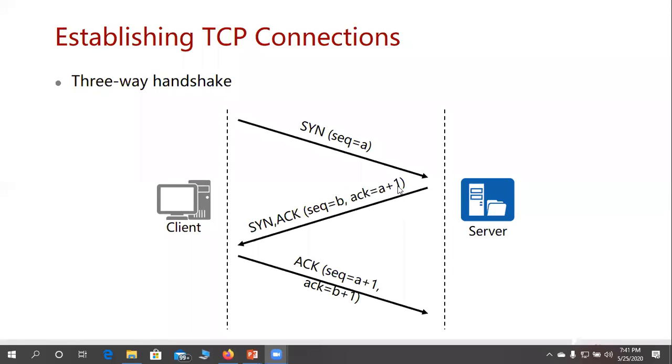You have to master this as well. And then the client is going to send an acknowledgement. This time around, the sequence will be A plus 1, and then the acknowledgement will be B plus 1. And then afterwards, these two will start exchanging information. That is what we call a three-way handshake. That's why we say TCP is connection oriented.